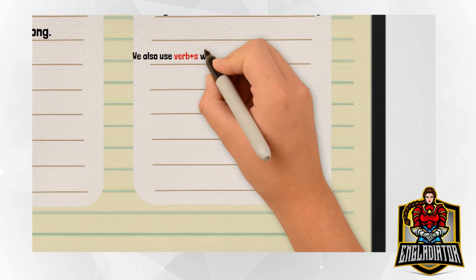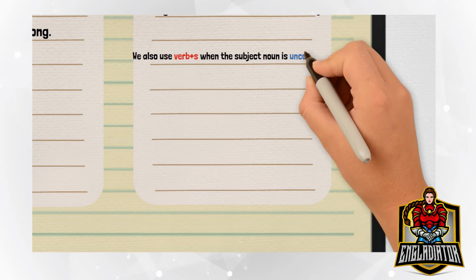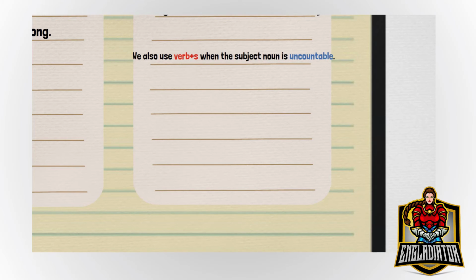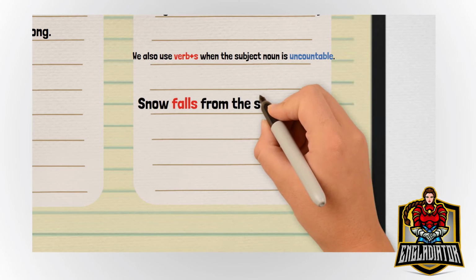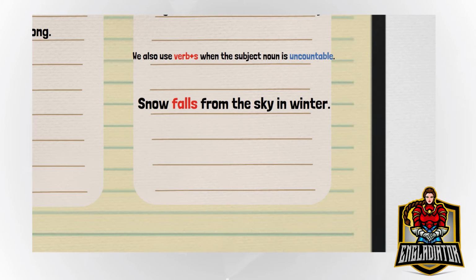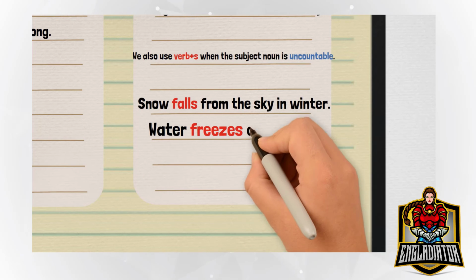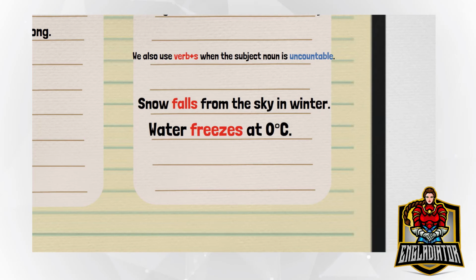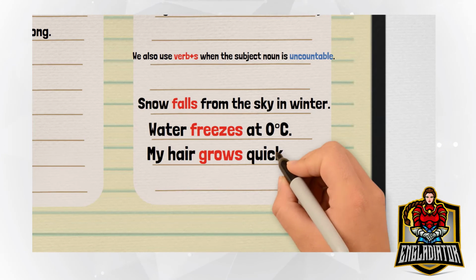We also use verb plus s when the subject noun is uncountable. For example, snow falls from the sky in winter. Water freezes at 0 Celsius. My hair grows quickly.